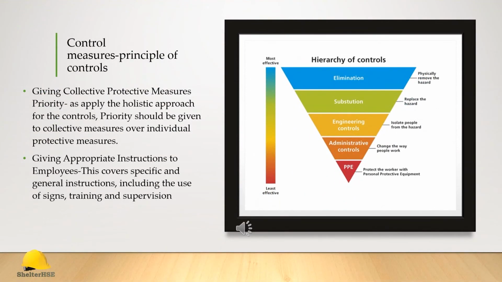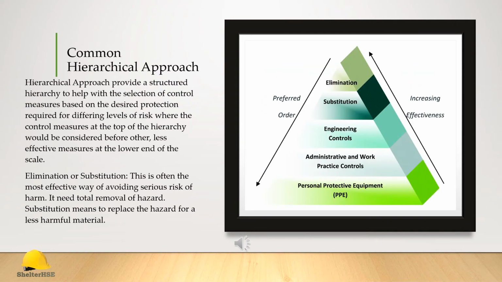Giving collective protective measures priority. As part of the holistic approach for the controls, priority should be given to collective measures over individual protective measures. Giving appropriate instructions to employees. This covers specific and general instructions, including the use of signs, training, and supervision. The hierarchical approach provides a structured hierarchy to help with the selection of control measures based on the desired protection required for differing levels of risk, where the control measures at the top of the hierarchy would be considered before other, less effective measures at the lower end of the scale.